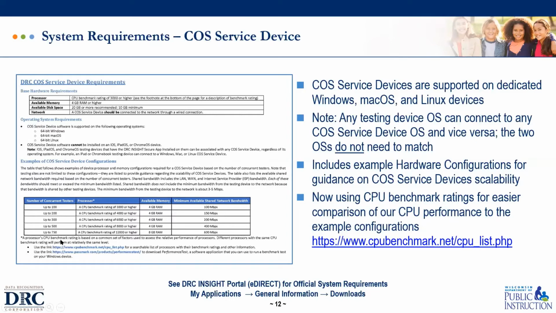I also want to note that it does not mean you can't go past 750 testers. That's just concurrent testers on a device. That's just where we stopped. If you have more CPU and more memory, you can get a lot more scalability with it. We've had some sites scale up to over 3,000 on a single COS service device. So these are just guidelines. These are not prescriptive on what you can and can't do.